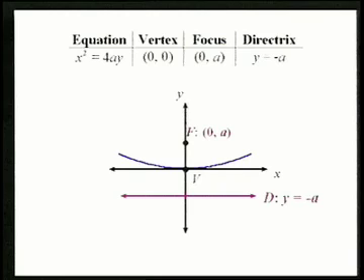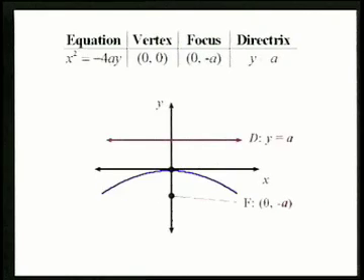If the parabola opens up, the equation is of the form x squared equals 4ay, vertex at the origin, focus on the positive y-axis at 0 comma a. The directrix is the line y equals negative a. Finally, if the parabola opens downward, we have the equation of the form x squared equals negative 4ay. The vertex at the origin, focus on the negative y-axis at 0 comma negative a. Directrix the line y equals a. And again, the parabola opens down.